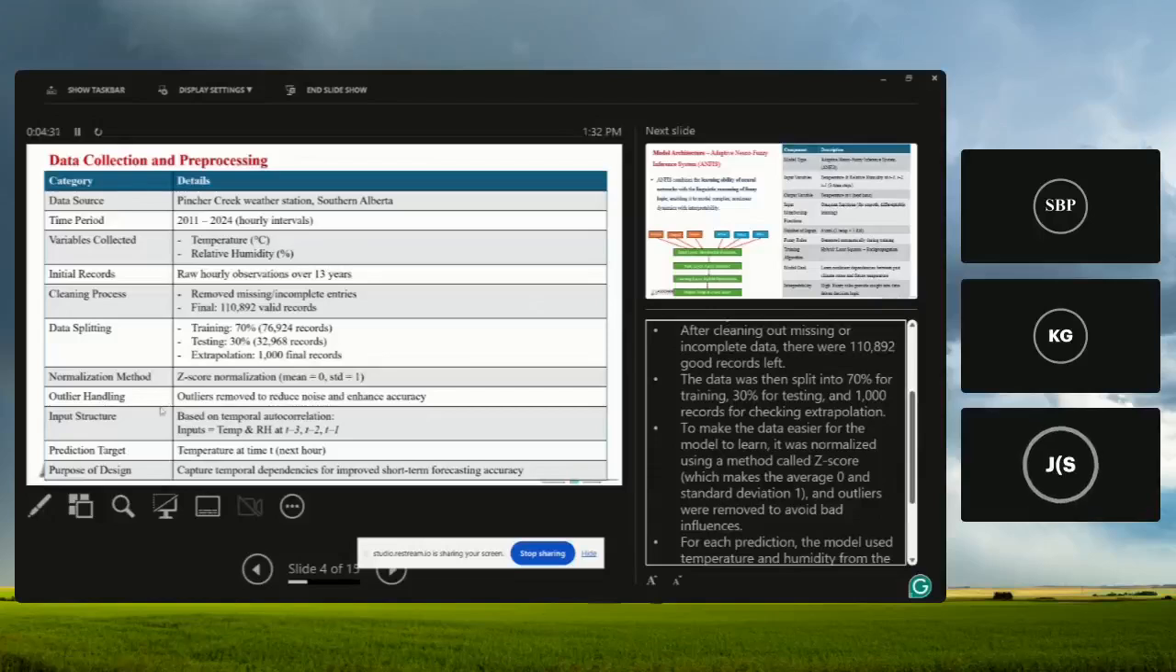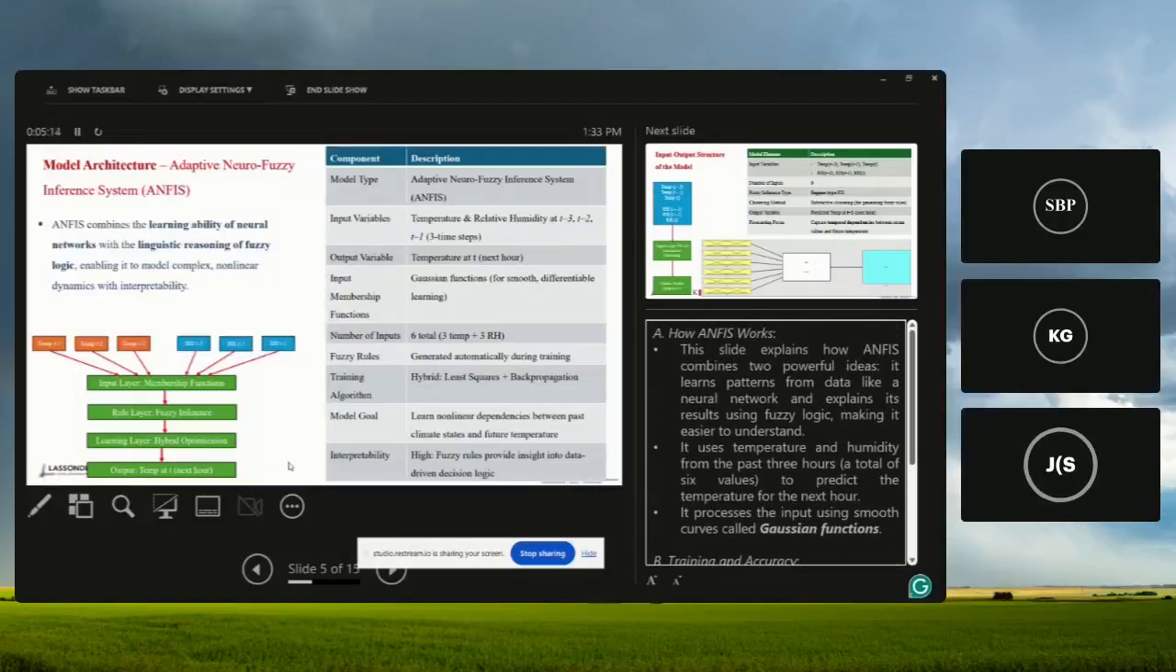For outlier handling, outliers were removed to reduce noise and enhance accuracy. The input structure is based on temporal autocorrelation: the input temperature and relative humidity as T minus 2, T minus 1, and T. For training, we reach the T, the local time. But for testing, we use T minus 2, T minus 1, and T to reach T plus 1. The prediction target is temperature at time T plus 1, and the purpose of the design is to capture temporal dependencies for improved short-term forecasting accuracy.